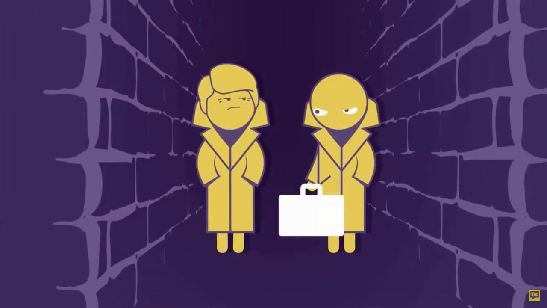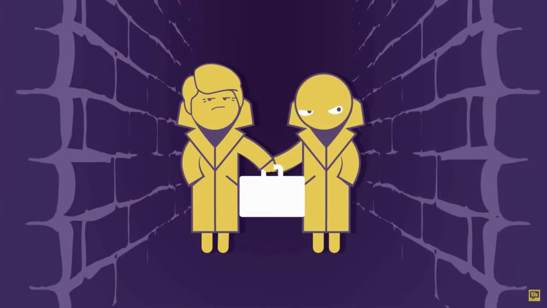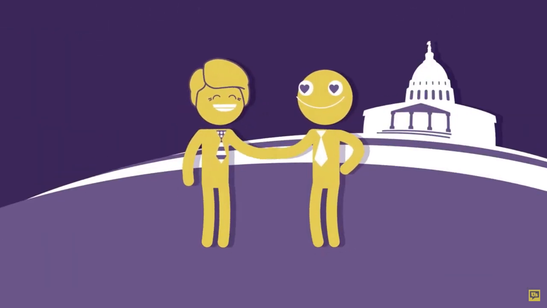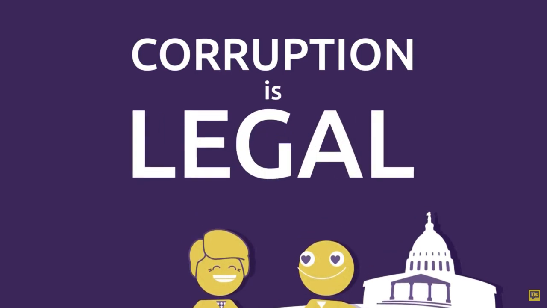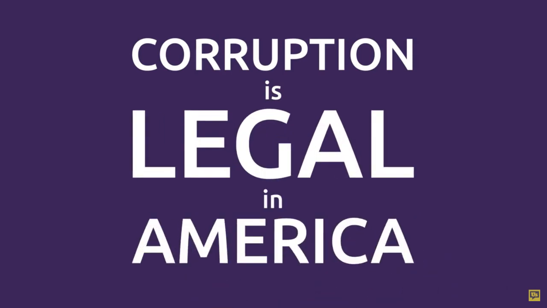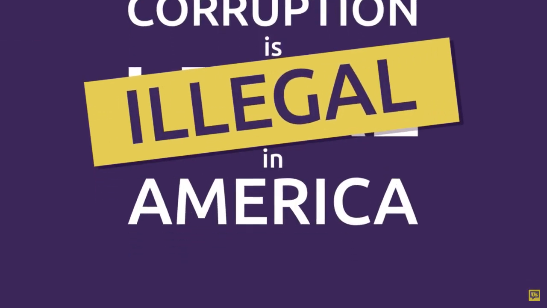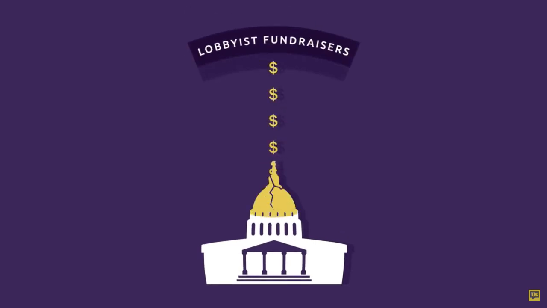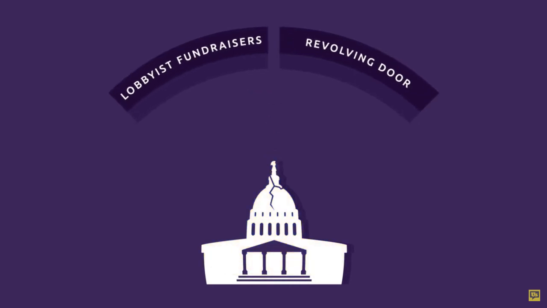The problem isn't that corrupt politicians are breaking the law. The problem is that we don't even have laws for them to break. Right now, corruption is legal in America, and that is something we can fix. Here's exactly how we do it. Right now, it's perfectly legal for special interests to hand huge checks to the members of Congress who regulate them. It's perfectly legal for those same members of Congress to pass laws to help out lobbyists who offer them a cushy job when they leave office.